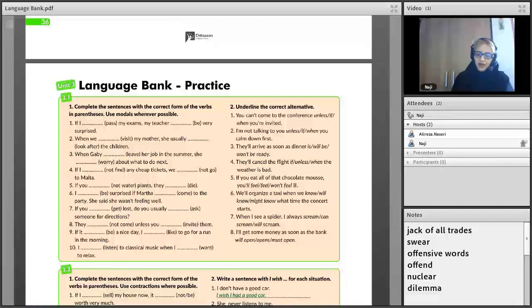Number 2, underline the correct alternative. You can't come to the conference unless, if, when you are invited. Which one? You can't come unless you are invited.